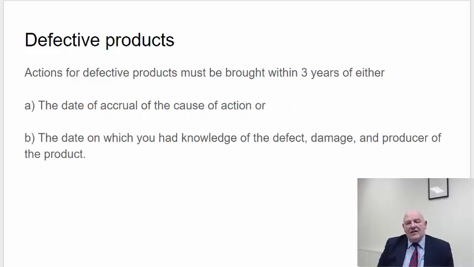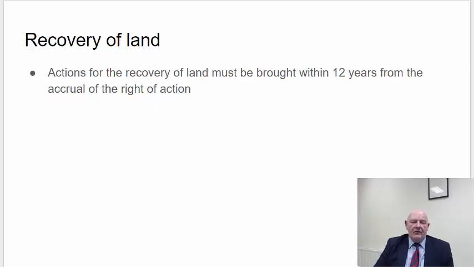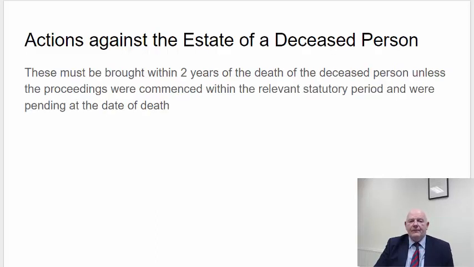Defective products, then, actions must be brought within 3 years of either A, the date of accrual of the cause of action, or B, the date on which you had knowledge of the defect, damage, and producer of the product. So whichever of those is the later, 3 years from that point. In relation to recovery of land, a legal action for recovery of land must be brought within 12 years from the accrual of the right of action. And actions against the estate of a deceased person must be brought within 2 years of the death of the deceased person.